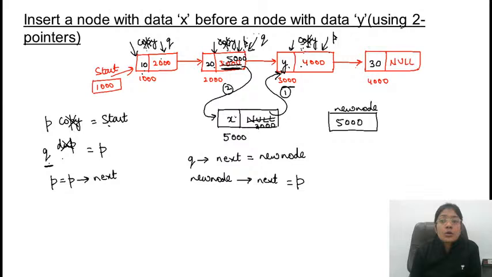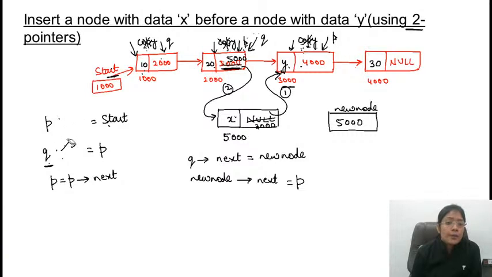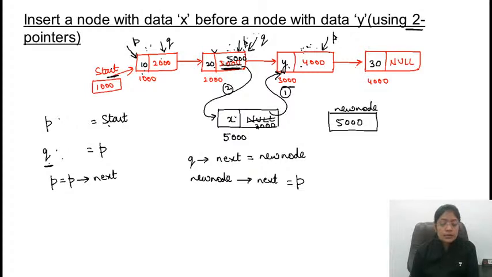So this is the concept of using two pointers. We have taken two pointers. One is the copy of start and the other is the copy of whatever copy of start you have taken here. So in this case I have taken this as P and Q. P and Q. This was P. Right?